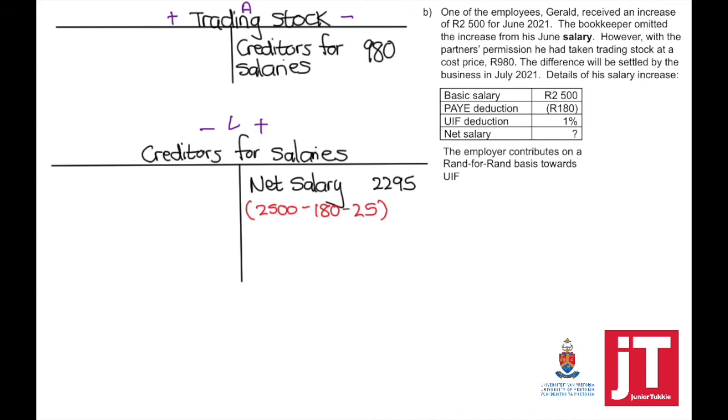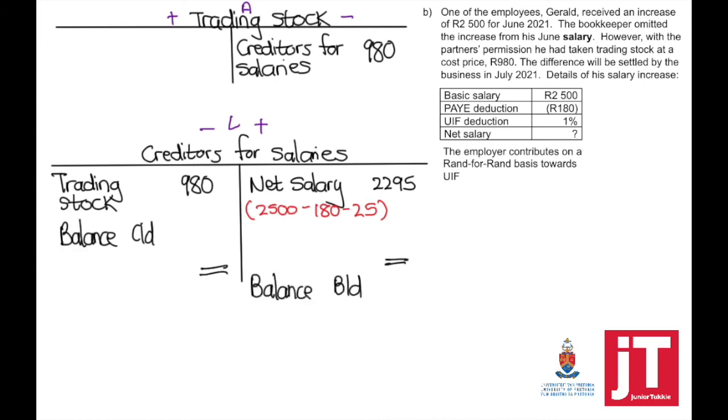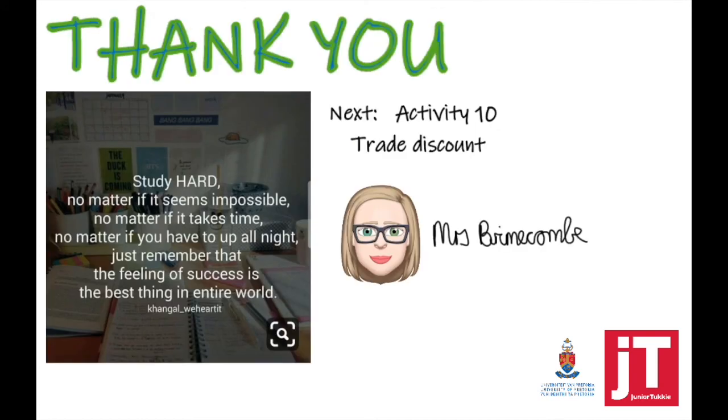The employee took trading stock with permission from the owner. It means that my trading stock is going to be credited with 980. Account debited, creditors for salaries. If I now take the credit minus the debit side, that is the amount which we owe our employee, Gerald.